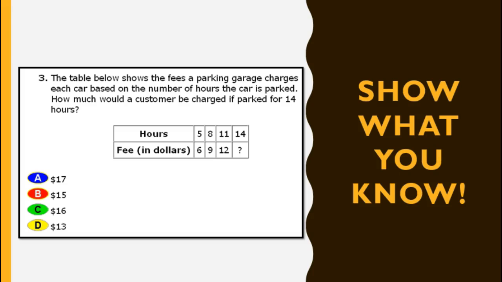It says the table below shows the fees a parking garage charges each car based on the number of hours the car is parked. How much would a customer be charged if parked for 14 hours? So here's our table. If they parked for 5 hours, they're charged $6. If they're parked for 8 hours, they're charged $9. If they're parked there for 11 hours, they're charged $12. What is the pattern? And how much would they charge if they stayed for 14 hours?